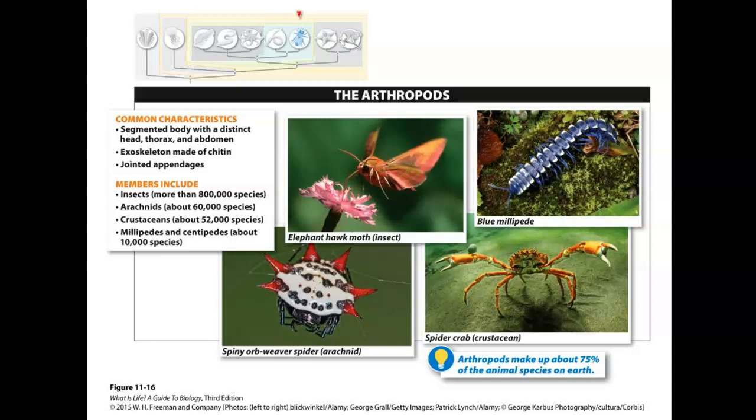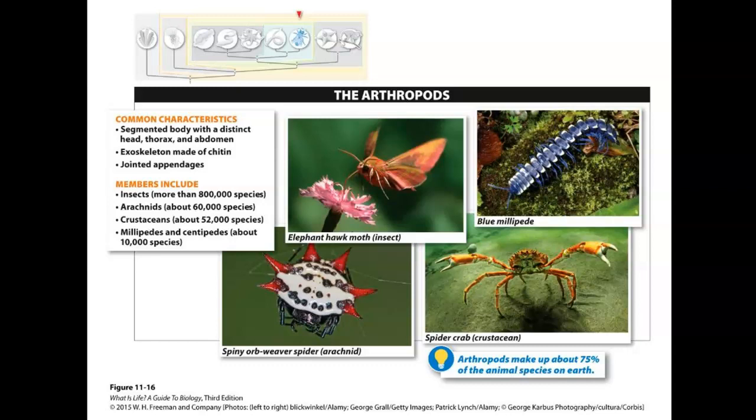So their main characteristics are going to be that they are protostomes, invertebrates, they have segmented bodies, they have a distinct head, thorax, and abdomen. They're going to have an exoskeleton that's going to be made up of a stiff carbohydrate, like we said, called chitin. It's going to help provide them with protection from injury and predators. It also helps conserve water and prevents desiccation, but it prohibits growth, so they're going to have to molt for the most part. They have jointed appendages.